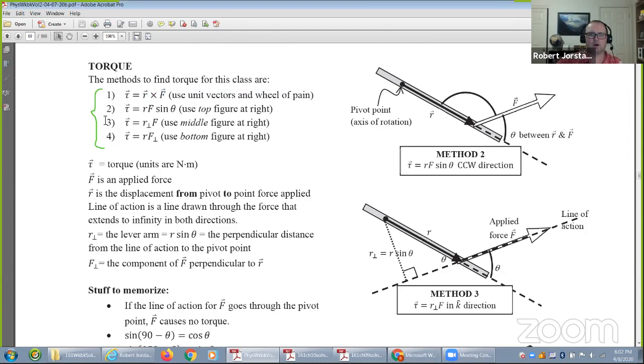So if you want, I'll show you an example where we use the wheel of pain. This way always works. If you had to know only one, it's method one. The issue becomes cross products can take a lot of time in 3 dimensions. And so it can be very, very painful to do all of your torques with method one. A lot of times, this one works all the time, and this one is a very common one.